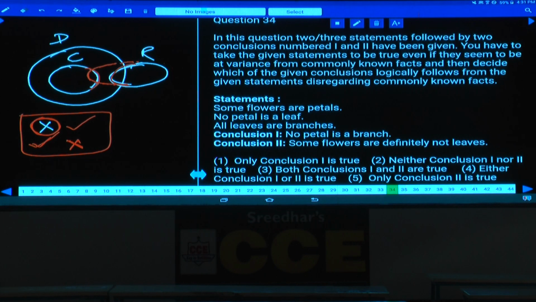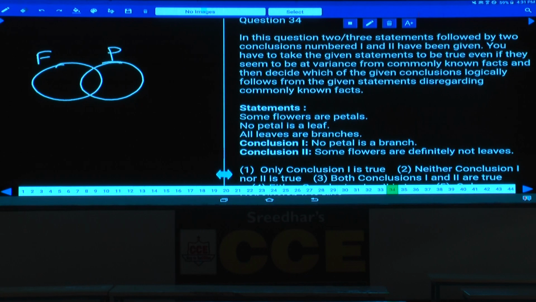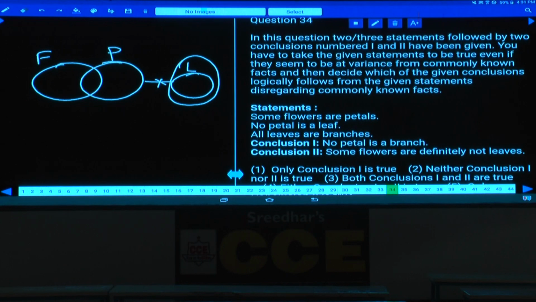Then question number 34. Some flowers are petals. Some of the flowers are petals can be written like this. Some flowers are petals, and these are flowers and these are petals, and no petal is a leaf. No petal is a leaf means no intersection between petal and leaf, and all leaves are branches. All leaves are what? All leaves are branches. Now this is the basic diagram.